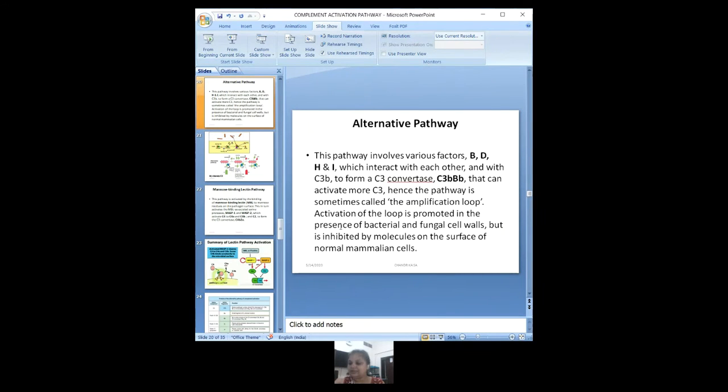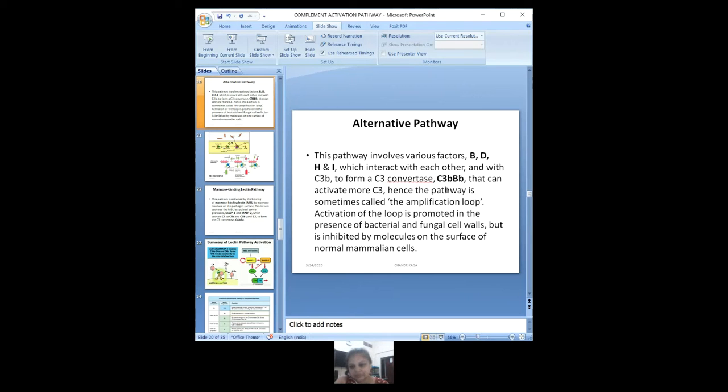of factor D. Now the factor capital B, small b, as you can see here, this combines with the factor C3b. So these two components combine to form a new component that is called C3 convertase. You can see that the components of the C3 convertase are different here. In the alternative pathway, the components of C3 convertase are C3b and capital B, small b. But the components of C3 convertase in the classical pathway were C2b, C4b and C3b.